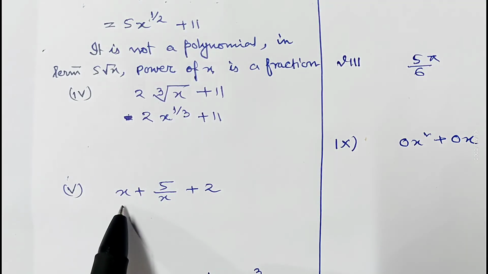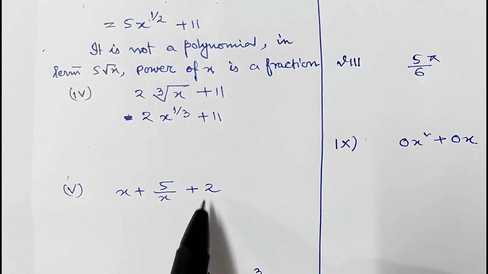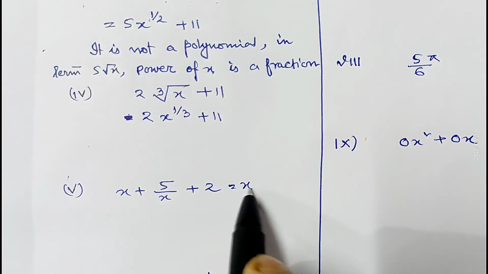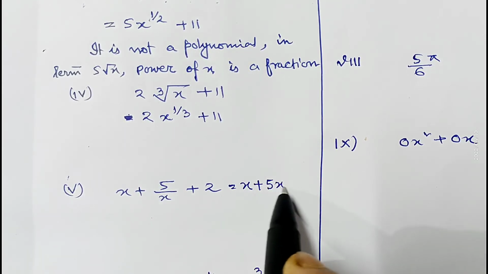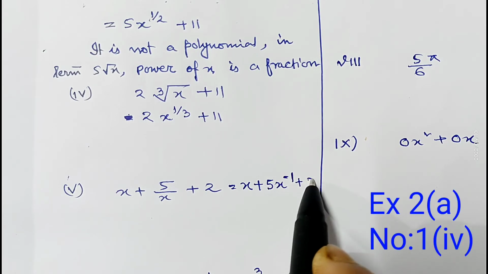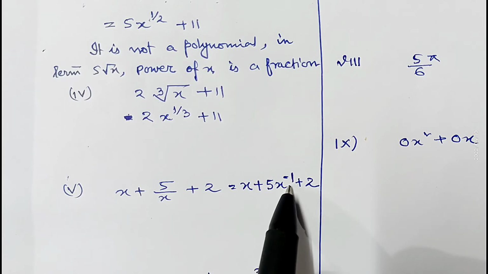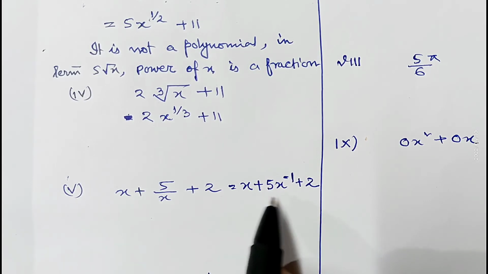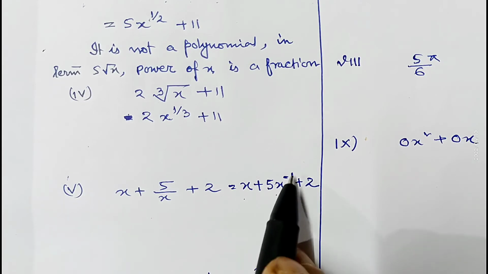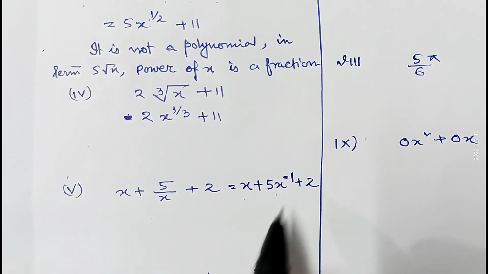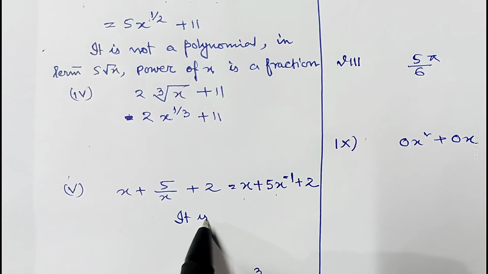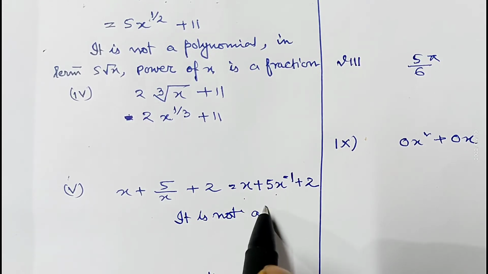In the next question, x plus 5 by x plus 2 can be written as x plus 5 x to the power minus 1 plus 2. Instead of 5 by x, we can write 5 x to the power minus 1. Since the power of x is minus 1 in this term, it is not a polynomial, because we know the power of the variable in case of a polynomial is a whole number and minus 1 is not a whole number. It is not a polynomial.